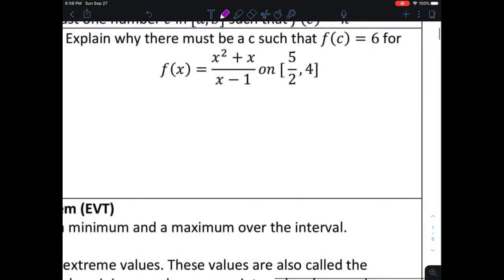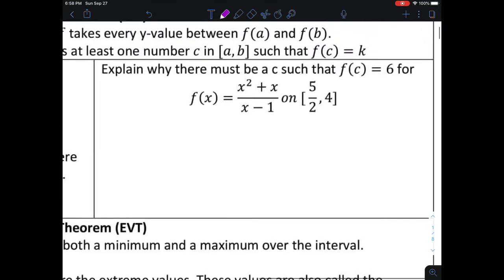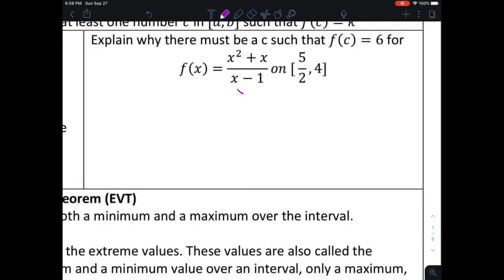Now let's look at the intermediate value theorem a little bit differently. Explain why there must be a c, this is an x value, such that f of c is equal to 6 for f of x equal to this rational function on the interval from 5/2 to 4. Looking at the rational function, we know that f is not continuous at x equals 1. However, that does not include our interval. We are continuous from 5/2 to 4 because 1 is outside of this interval that we're looking at for x.